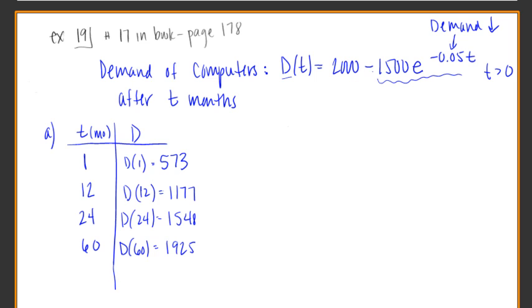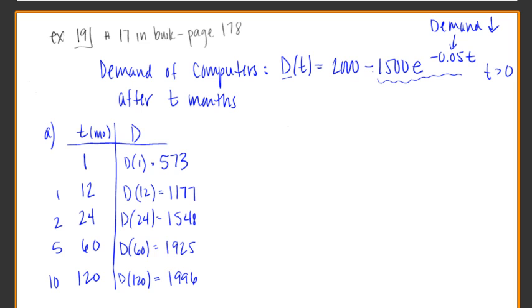Okay, let's just for kicks bump it up. That last thing they wanted was for 5 years. What if we wanted to do it for 10 years? In other words, after 120 months. I want to show you guys something. That right there is 10 years, this is 5 years, that's 2 and that's 1 year. So after 10 years, or 120 months, the demand is 1,996.